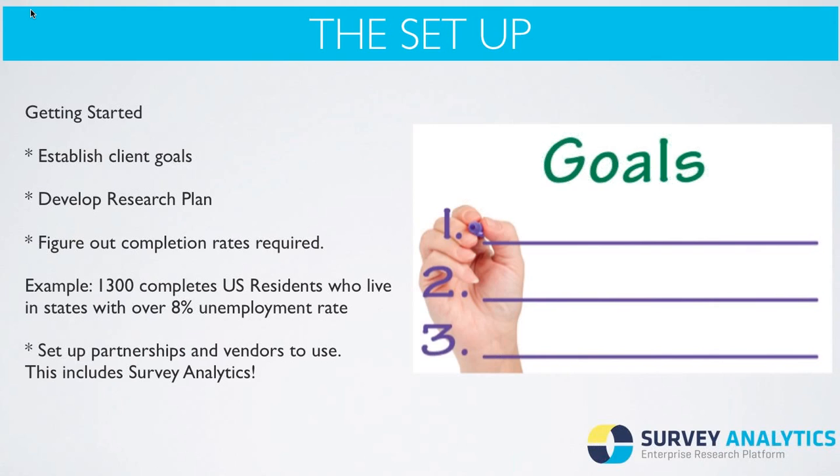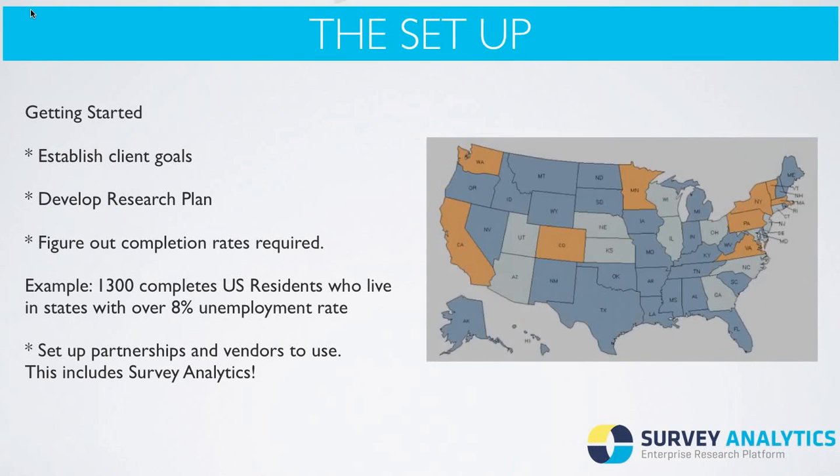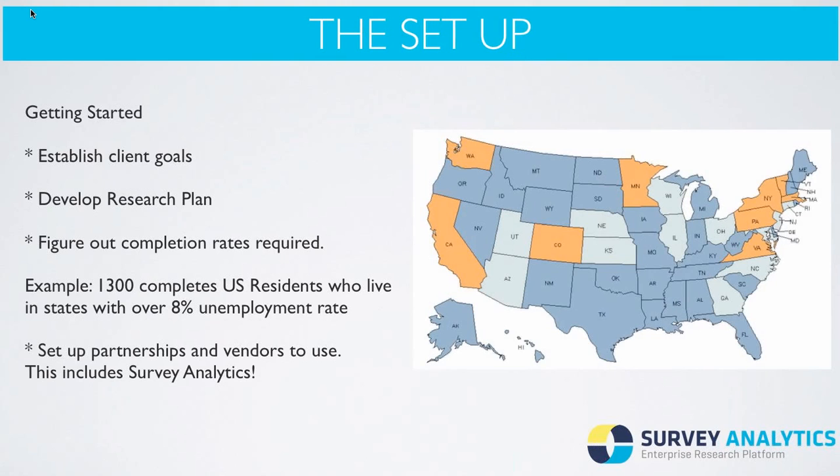The next thing you'd obviously do is figure out a development plan, and then figure out your completion rates required. For example, are you trying to target 1,300 completes that are U.S. residents who live in the state with over 8% employment rate? This is just a quick map of where you possibly would like to target.